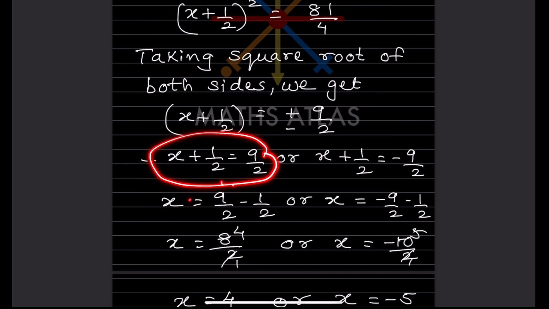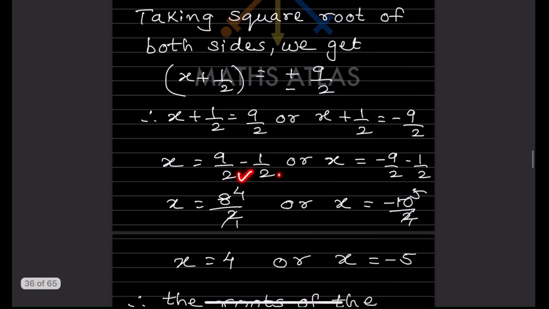So this is going to be what? x is 9 by 2. This will go on the other side, that is going to be minus 1 by 2. Now you can see the denominator is the same. So 9 minus 1, that is 8. 8 by 2, that is going to be 4.